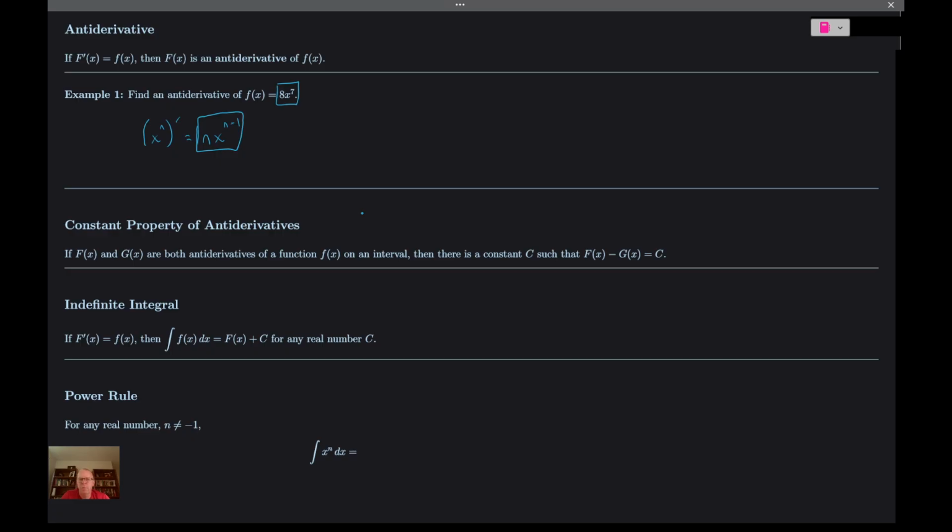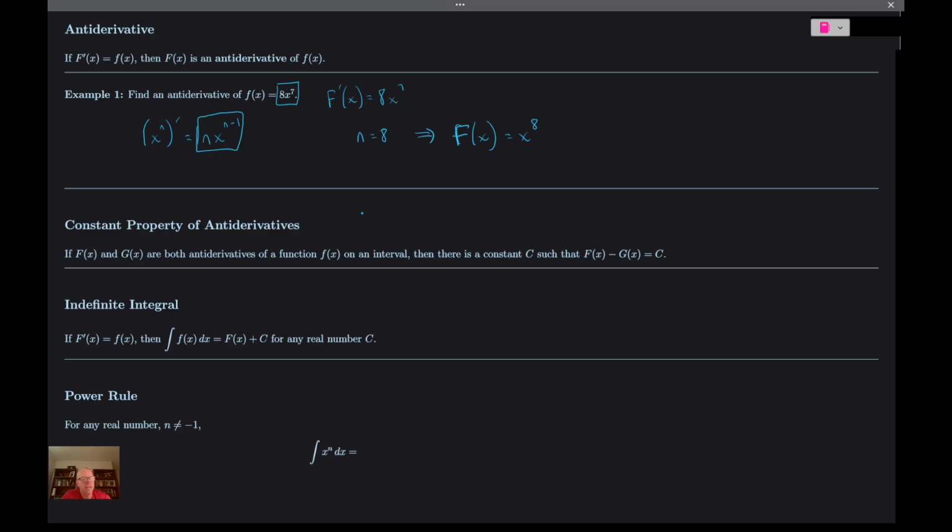So if capital F prime of x is 8x to the 7th, using this form, it looks like n is going to be 8, so that tells us that capital F of x is x to the 8th. And if we take the derivative of this, we end up with the function that we started with. So we found the antiderivative.